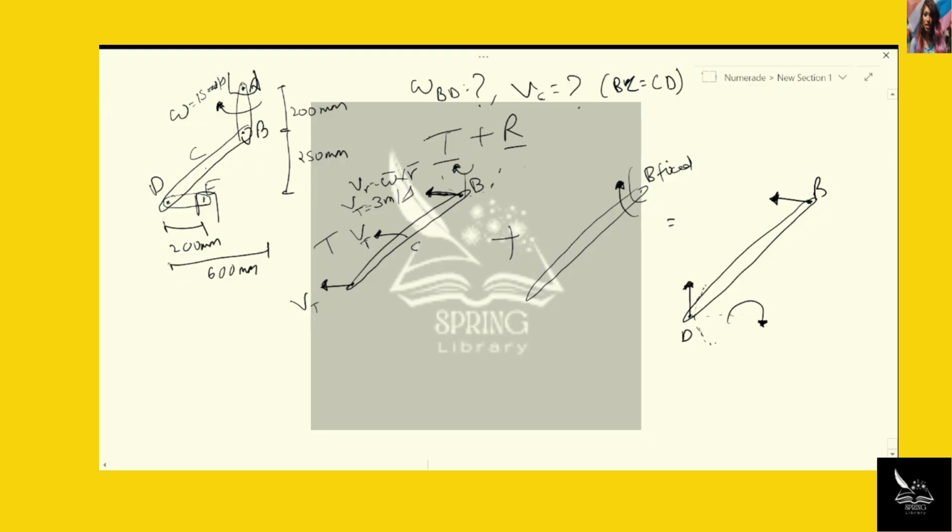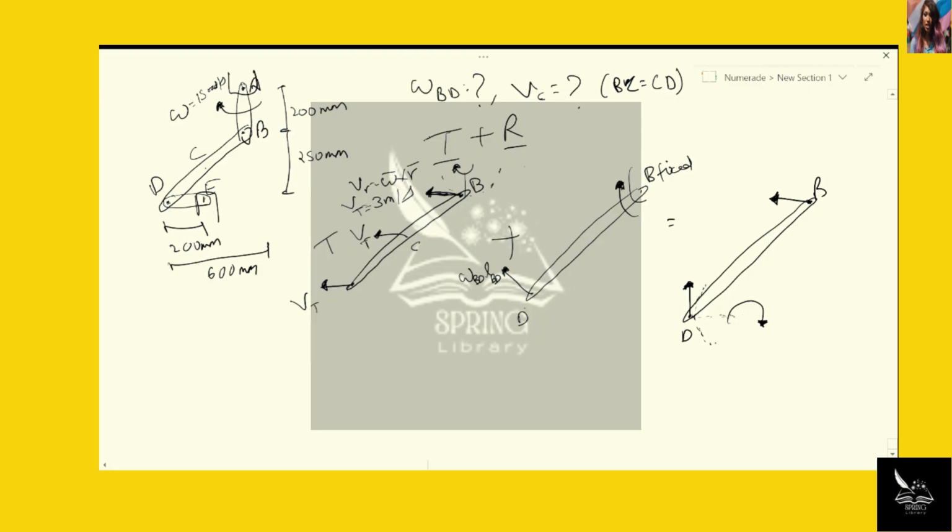So if this is clockwise, then the net velocity at point D is going to point up. And it will have no horizontal component because it's executing a circular motion and the radius vector is horizontal, and the velocity is always going to be perpendicular to the radius vector. Now, what is going to be the rotational velocity at point D for a clockwise omega like this? Again, it's going to be perpendicular to the radius vector, and the magnitude will be omega BD times L BD, where L BD is the length between B and D.